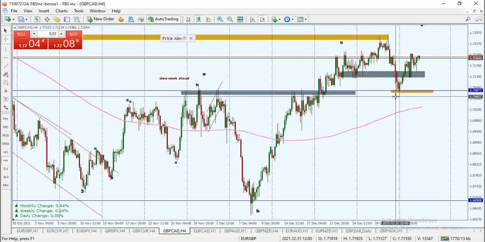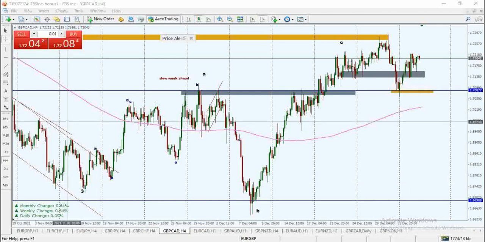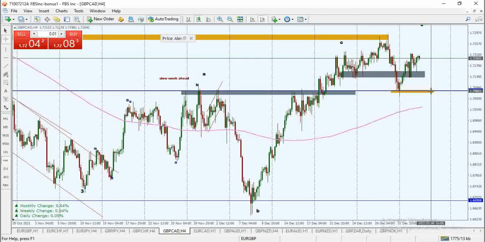All right, so what I'm going to be doing is waiting for any break below this zone, and a retest of this territory here. I'm going to be waiting to take a short trade from this point down here, and my risk is going to be my previous high. Let's say I have this previous high in here. I'm going to be putting up my risk here at 168 pips.